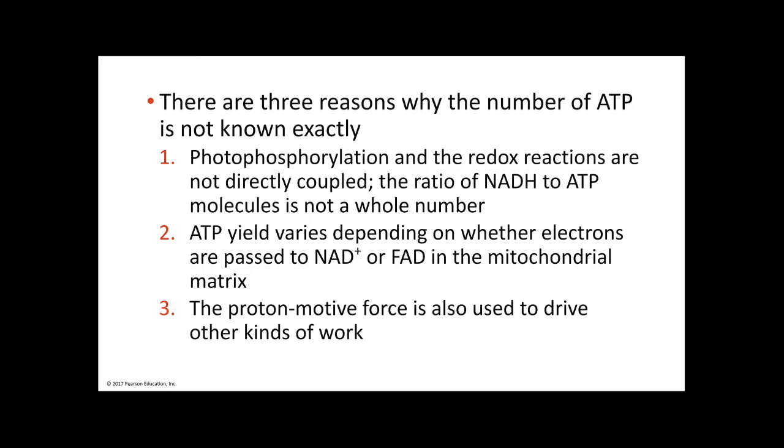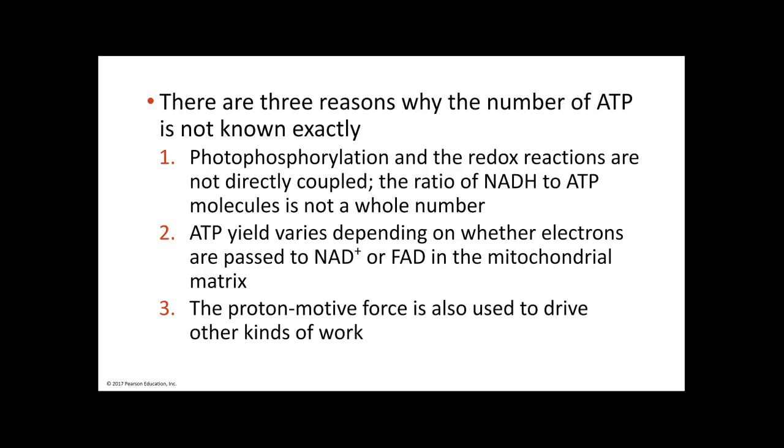All right, there are 3 reasons why the number of ATP is not known exactly. Why don't we know exactly the number of ATP? Because we say about 30 to 32. One is that the phosphorylation and the redox reactions in cellular respiration are not directly coupled. So the ratio of NADH, or the electron shuttles, to the amount of ATP molecules being made is not actually a whole number. Therefore, you can't exactly predict the number of ATP that's going to be made.